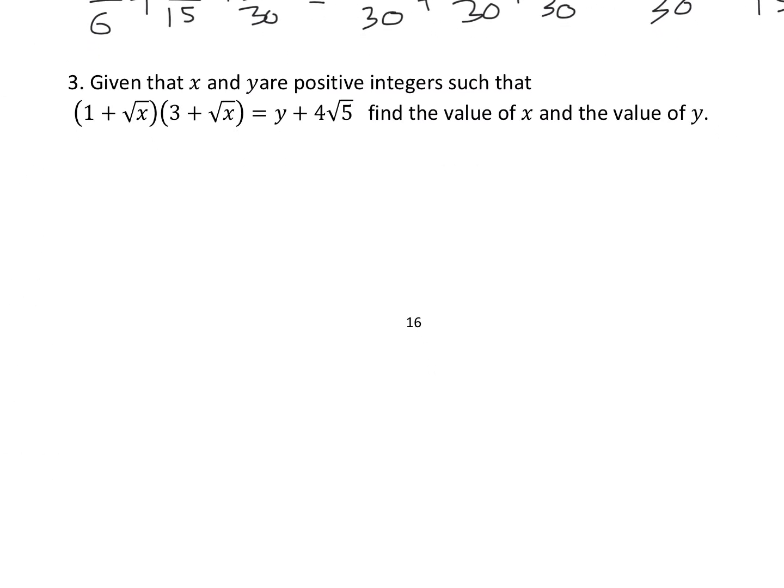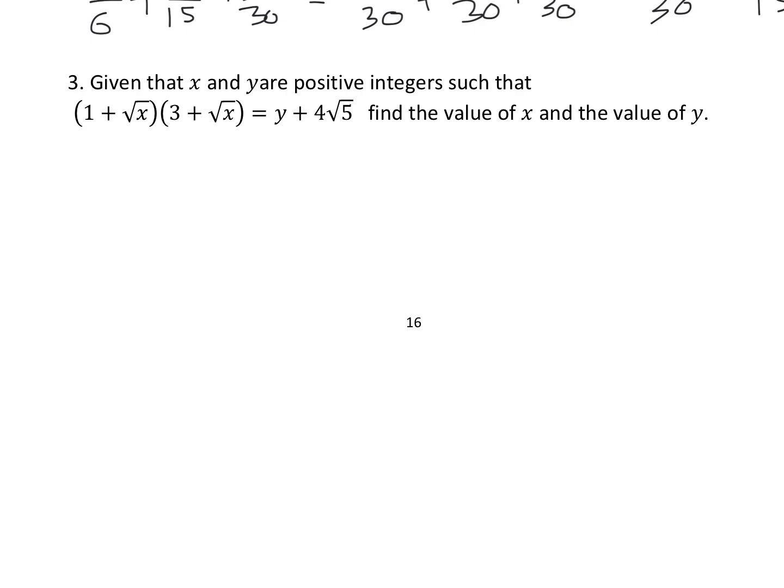Okay, number 3. Given that x and y are positive integers, such that this bracket multiplied by this bracket equals this, find the value of x and y. Tough question, tough to know even where to start. I can see double brackets. I'm just going to expand them because that is a method I know, and it would probably get me some marks in an exam. So let's do that, see if that helps.